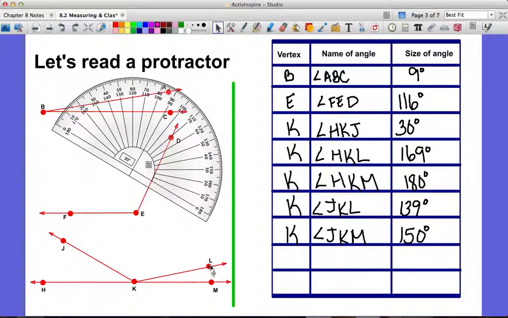so now I'm going to start with L. Again, we're going to continue clockwise because it makes no sense to go any other way. So if I start at L, I can go from L to K to M. K still my vertex. I have angle LKM.